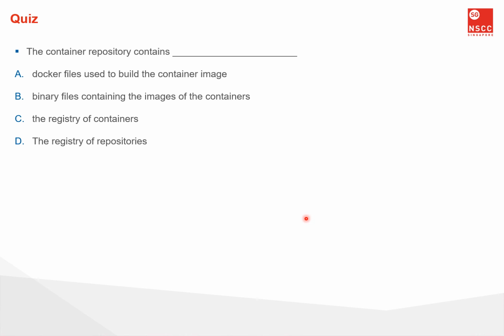Here is another mini quiz question for you. The container repository contains what? A, Docker files that are used to build container images. B, binary files containing images of the containers. C, the registry of containers. And D, the registry of repositories. So again, just think about this a little while and try to find the answer before going on to the next video. Let's pause for a while.